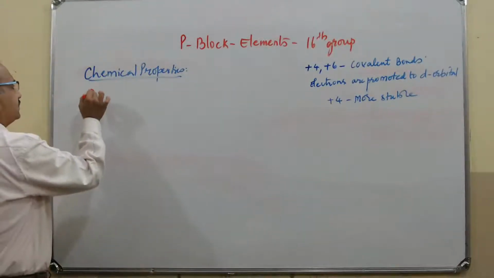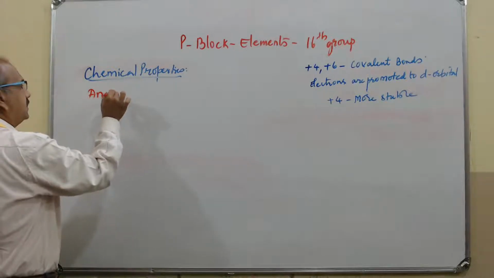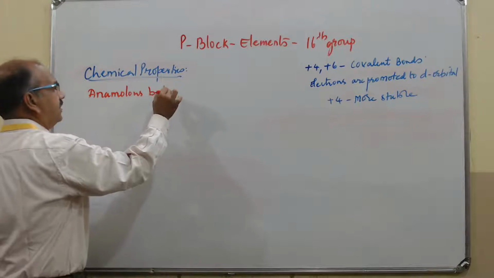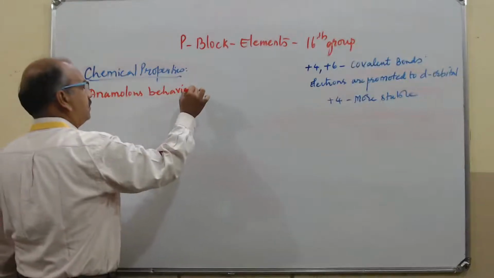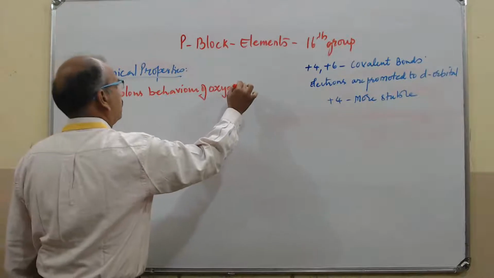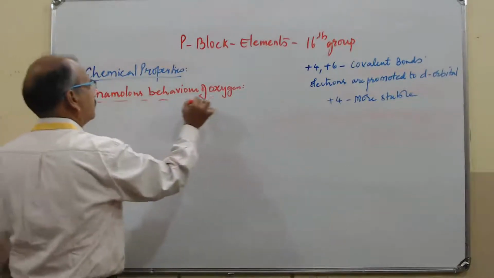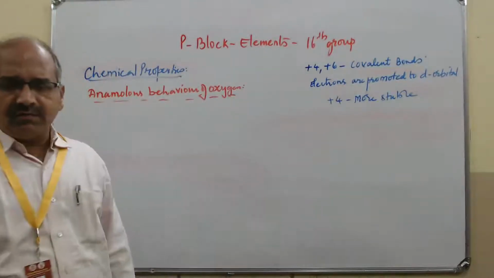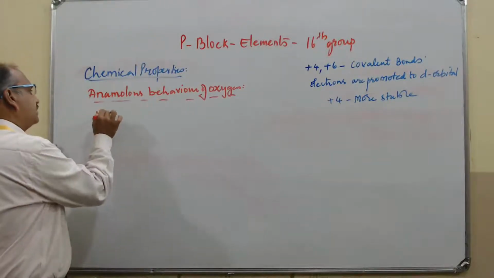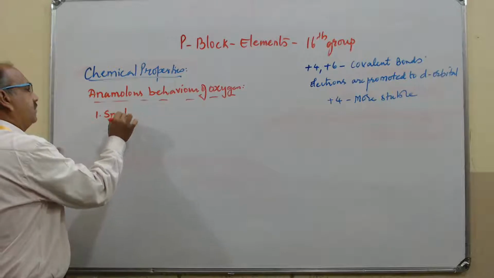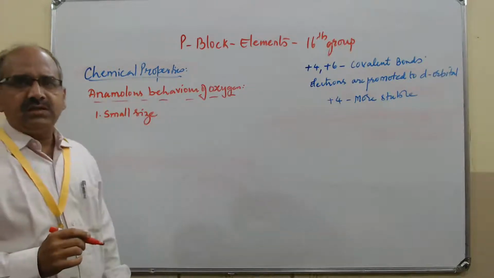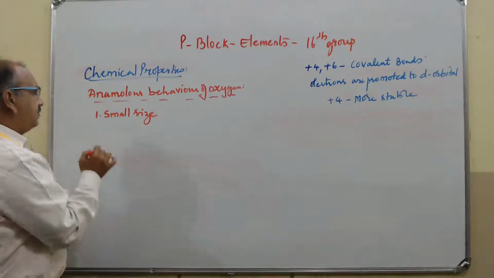Anomalous behavior of oxygen. What is the reason for the anomalous behavior of oxygen? One is small size. Because of the small size, oxygen exhibits the anomalous behavior.